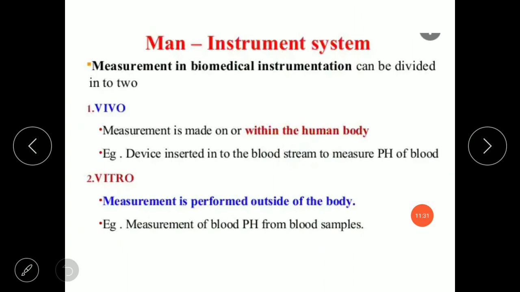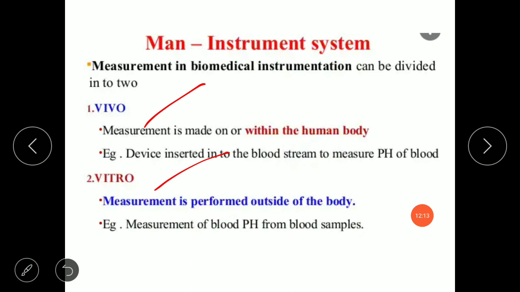Now coming to the measurement. The measurements in which biomedical instrumentation is used can be divided into two categories: in vivo and in vitro. An in vivo measurement is one that is made on or within the living organism itself. An example would be a device inserted into the bloodstream to measure the pH of blood directly. An in vitro measurement is one which is performed outside the body, even though it relates to the functions of the body.